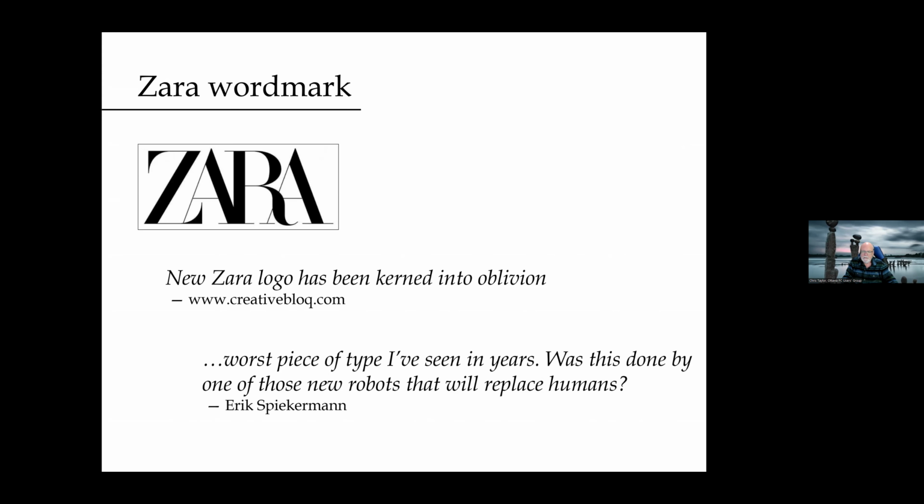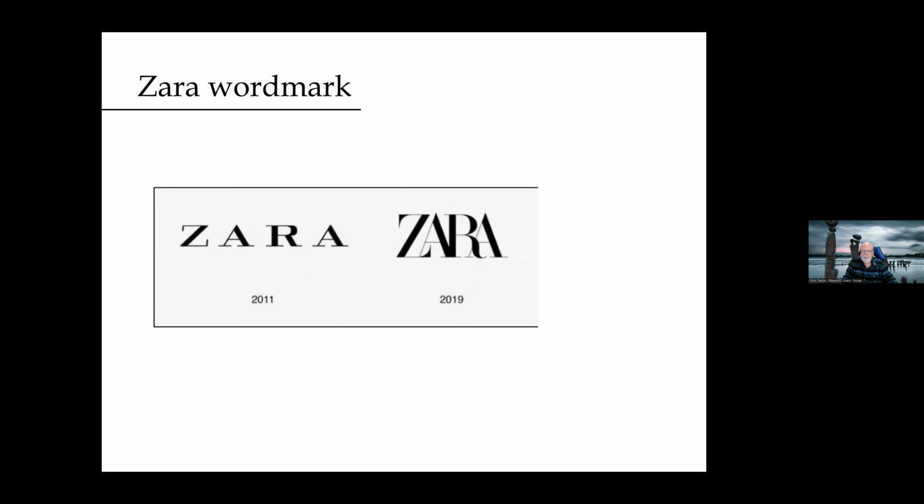And some people said the new Zara logo has been kerned into oblivion. Erik Spiekermann, the gentleman who talked about being addicted to typography, said it was the worst piece of type he's seen in years. Was this done by one of those new robots that would replace humans? So a lot of people were not really happy with that new word mark. And some wag came along and said, well, this was the word mark in 2011. This is the word mark in 2019. And they figure in 2027 it's going to look like this.